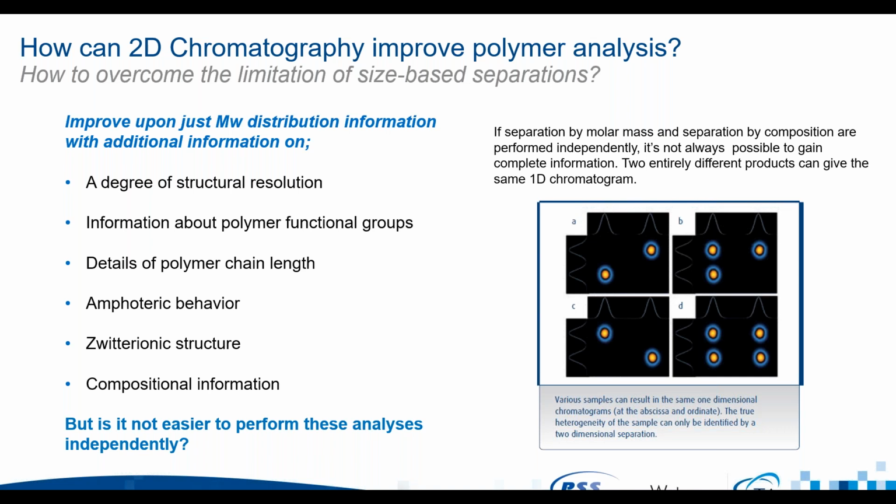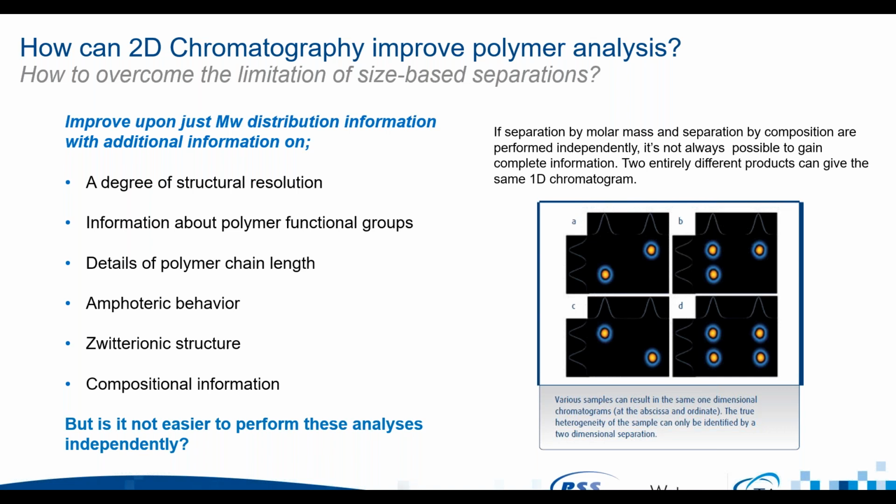So using 2D separation techniques can overcome many of these limitations of GPC. In some of the more complex analytical scenarios that we've discussed, for the right sample, it can vastly improve on getting a polymer's molecular weight distribution information and provide additional information to better inform either your next analytical or synthesis step. Depending on the sample, it has the potential to improve on things like degree of structural resolution, information about functional groups, amphoteric behaviour, even zwitterionic behaviour, and general conformational information.